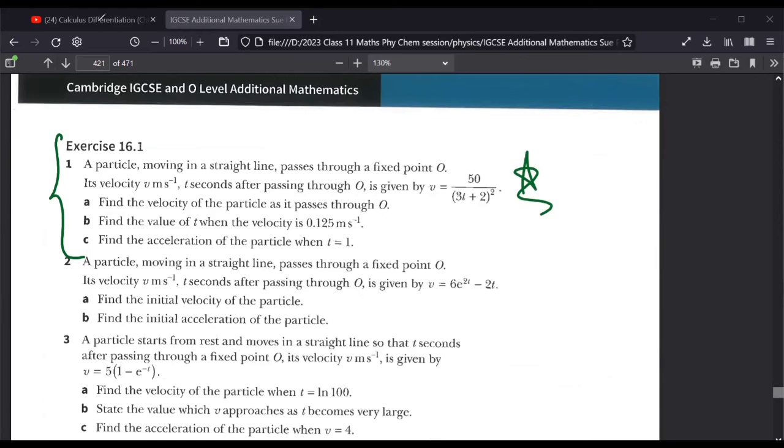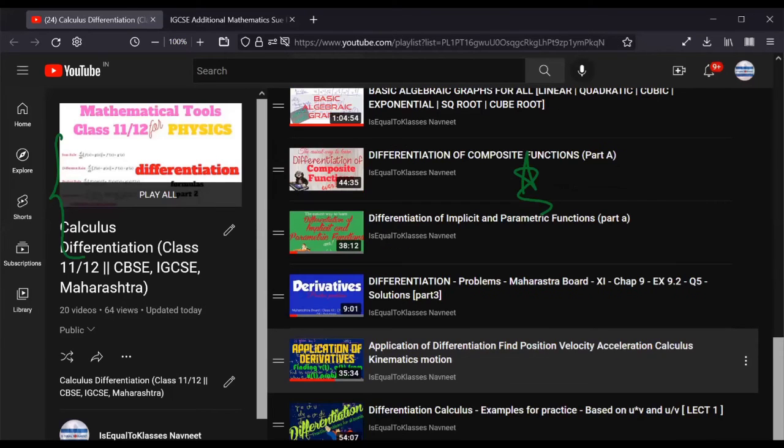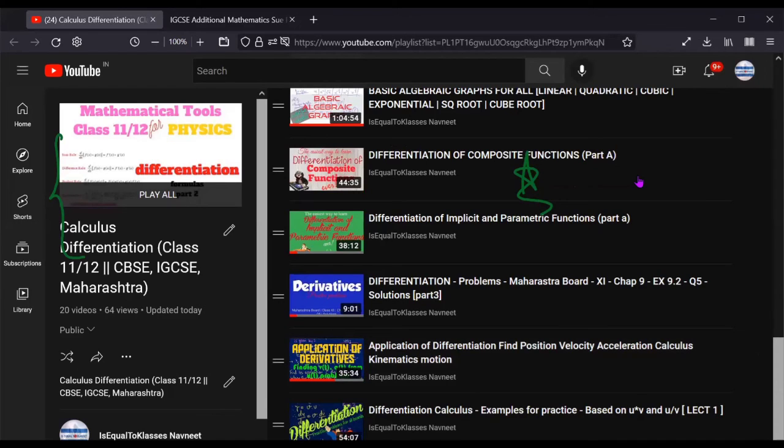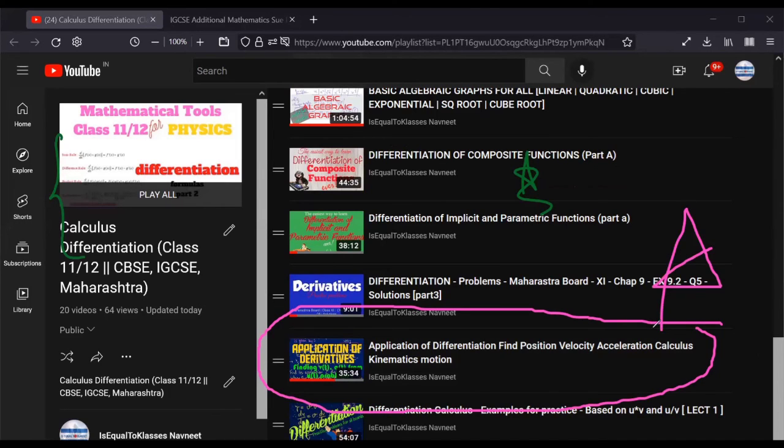As homework, finally what you are driving at is how all this differentiation helps you in solving physics questions. This is the lecture that you will have to see. Can you see this lecture? I will send you the link. Okay. So application of differentiation, find position, velocity, acceleration using calculus. Are we clear? Yeah.